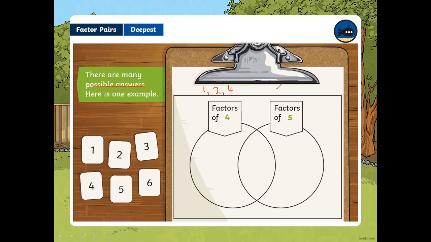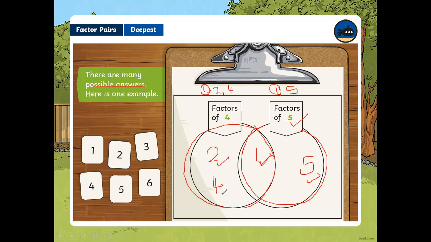What about the factors of 5? 1 and 5. So, can you see that 1 is common to both? So that 1, you will write here. 2 and 4 will go in as factors for 4, and 5 will be the factor for 5. So in this circle on the right, you have 1 and 5 as the factors for 5. In the circle on the left, you have 1, 2, and 4 as the factors for 4. Do you understand?